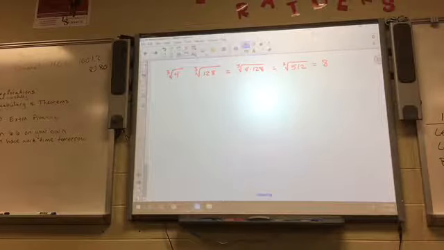Is there a way to put fractions into exponents into the calculator? Yeah, with parentheses.